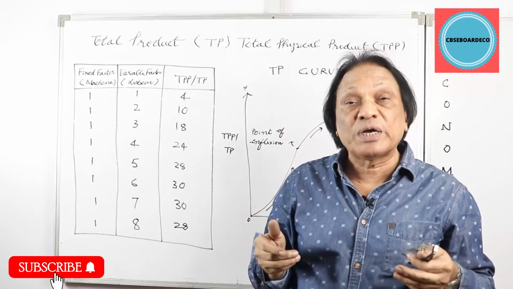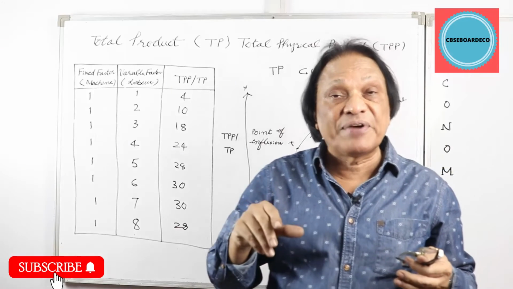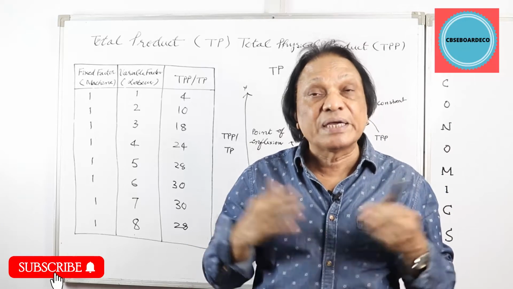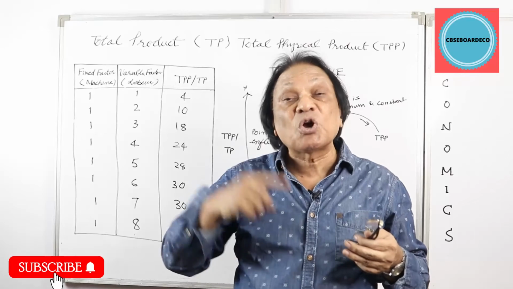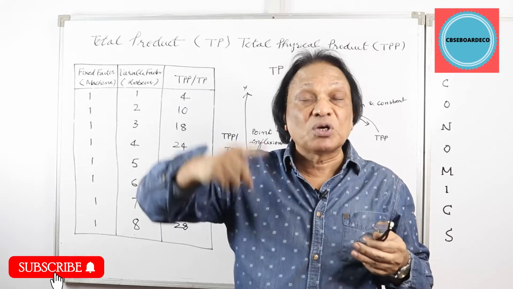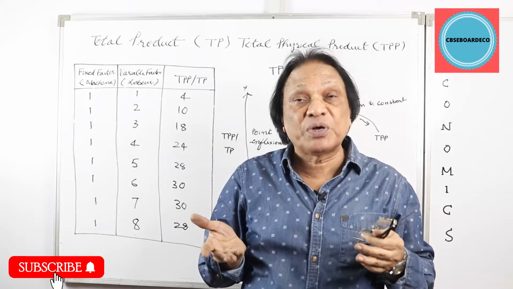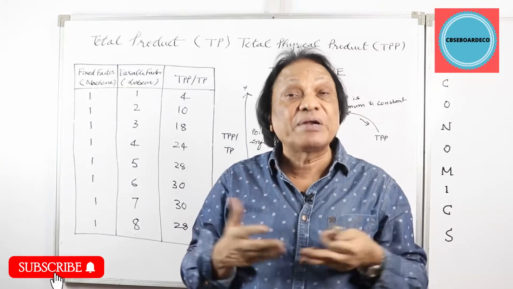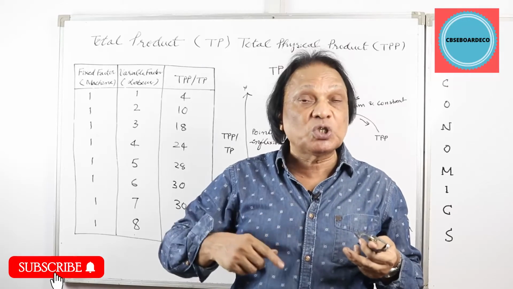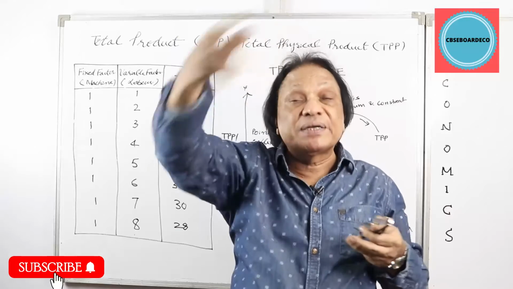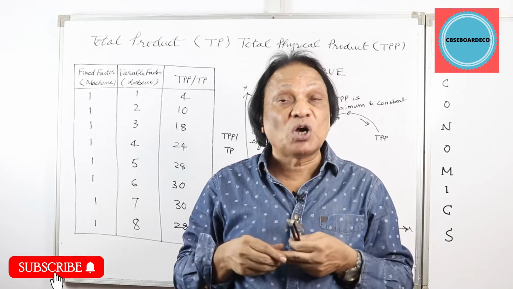So total product is the total number of units produced by a firm by engaging a certain number of fixed and variable factors in the short period, at a given level of technology, at a given point of time. In the short period, the total product or total physical product can be increased only by increasing variable factors of production. But in the long period, since all the factors become variable, we will be in a position to increase the total product by increasing all the factors of production. We are talking about the short period.